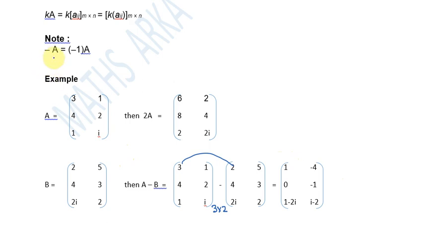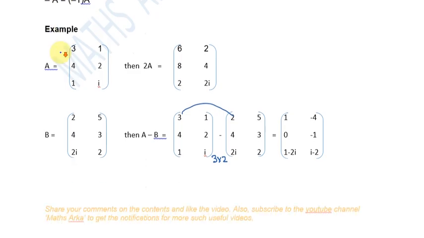Now one more thing we can note over here is minus A. How is minus A defined? Minus A is defined as minus 1 multiplied by A. Hence each element of A should be multiplied with minus 1, and the result we get is minus A. Hope this part is also clear to you.